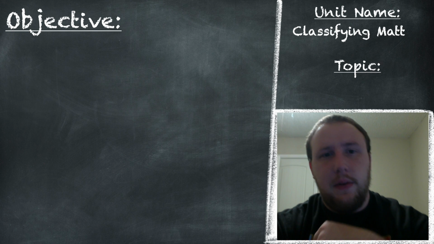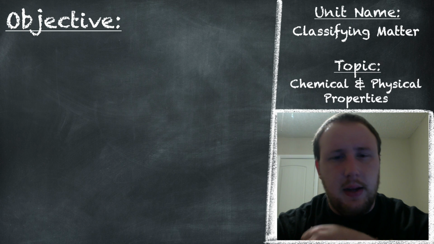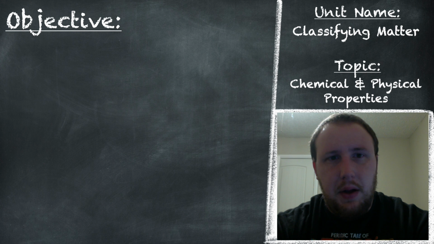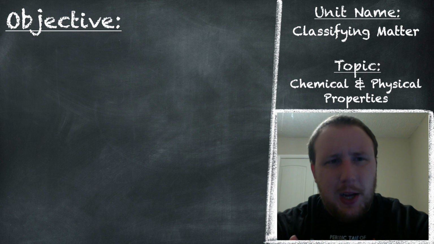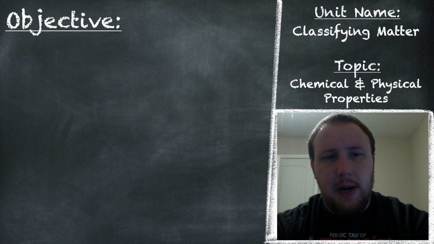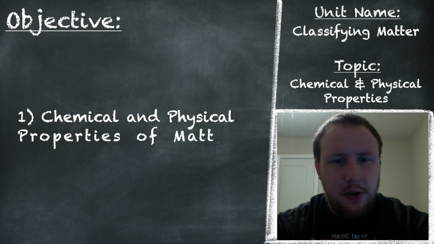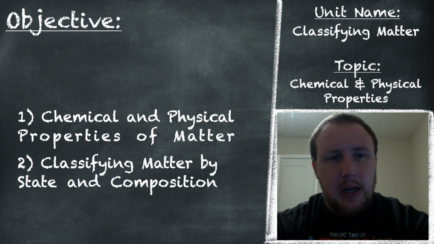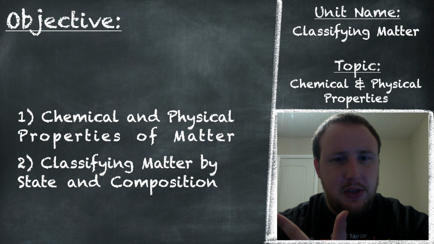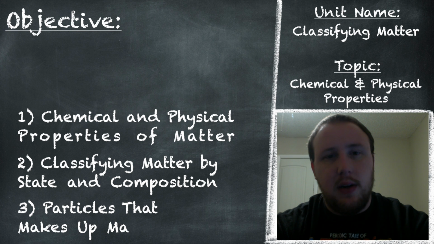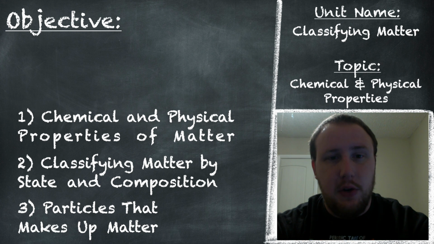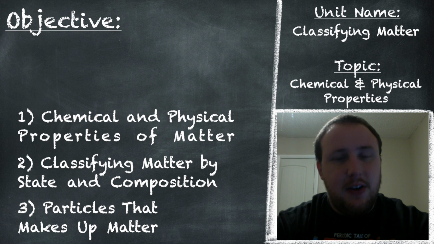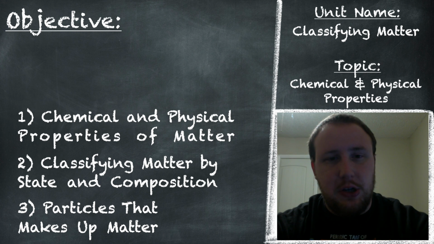Okay, so this is our first major unit in chemistry class. It's dealing with matter. In this unit, we can break it down into three lectures that we're going to be doing. First one's going to be talking about chemical and physical properties of matter and defining matter. The next one's going to be talking about how we classify matter due to its state and composition. And then in the third video, we're going to talk about the particles that make up matter and the factors that influence those particles. So in saying all that, let's talk about our first section today.